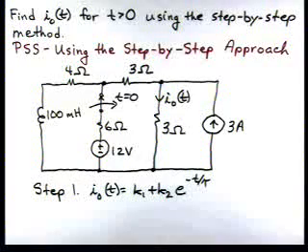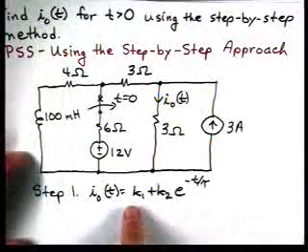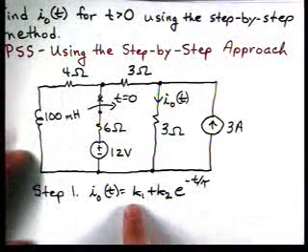The first step in our problem-solving strategy is to realize that i0 of t is of the form K1 plus K2 e to the minus t over tau. The next step of our solution, we're going to draw the circuit at t equals 0, because what we're doing is we're working toward identifying values for K1, K2, and tau.